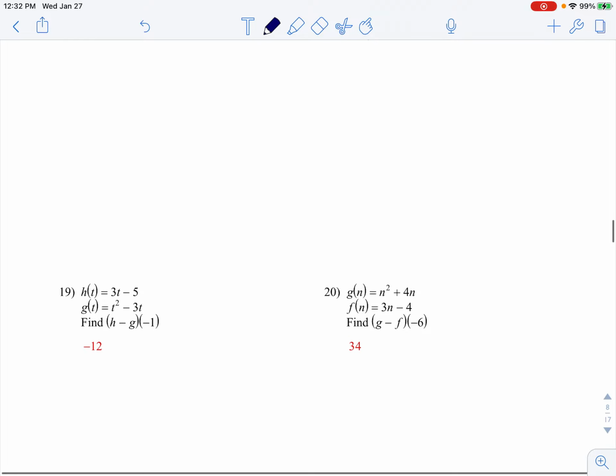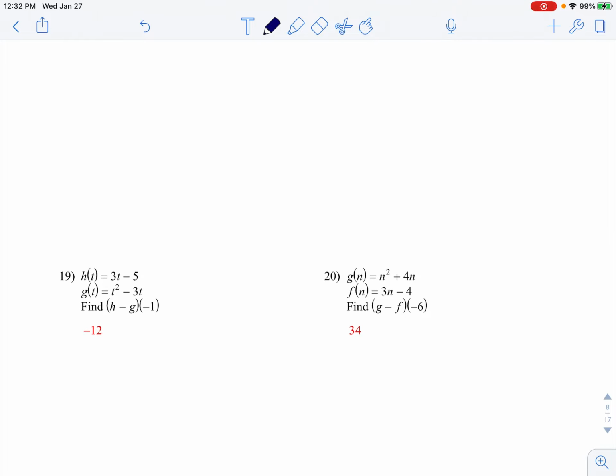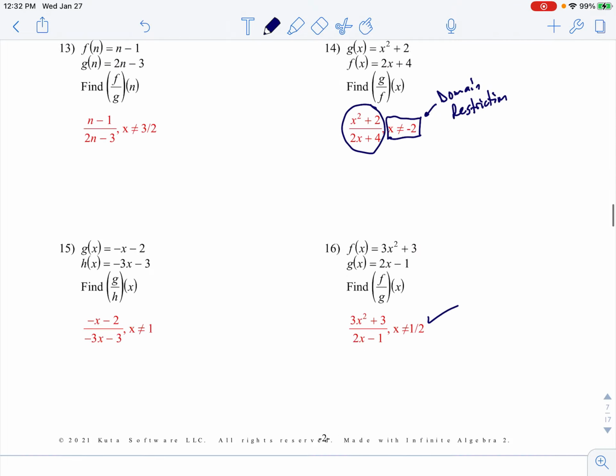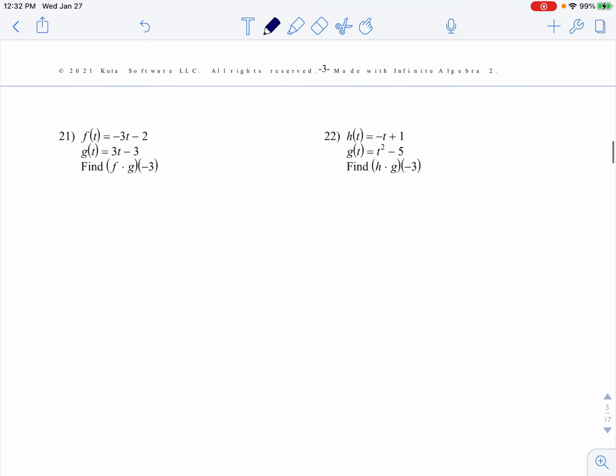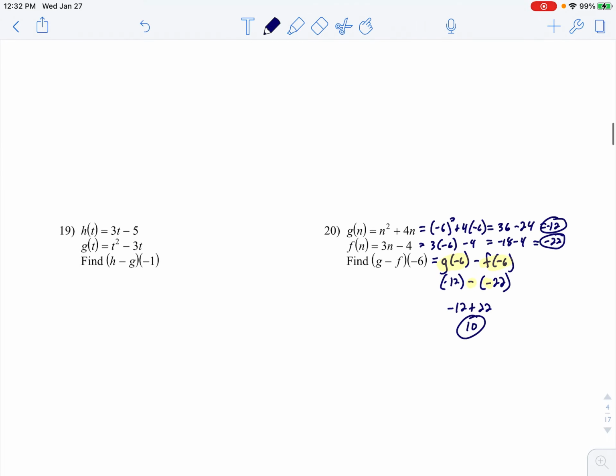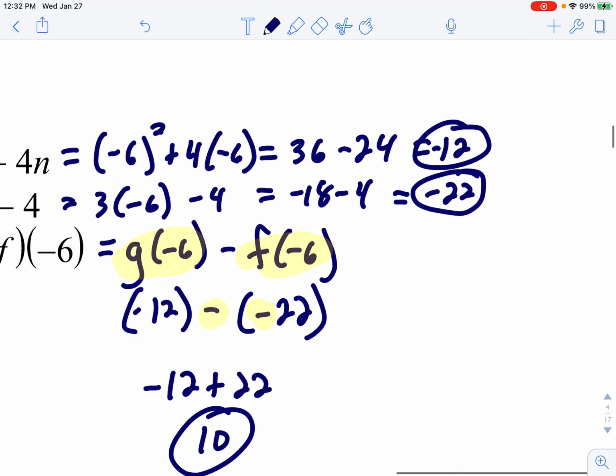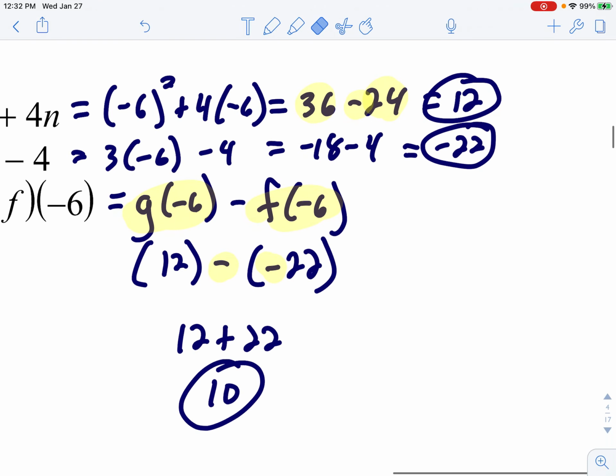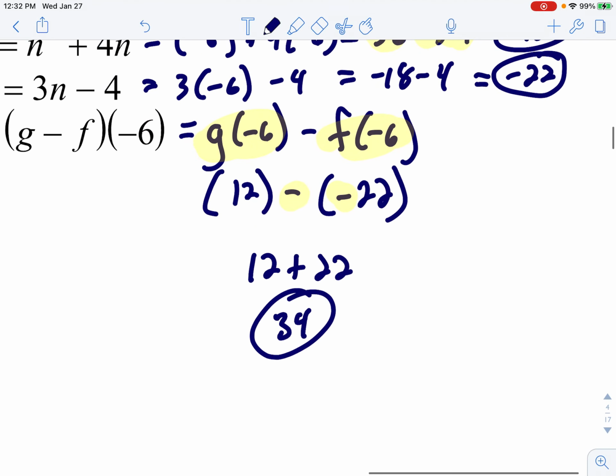Where am I? Uh-oh. 34. What did I do? I think I know what I did. Duh. 36 minus 24 is not negative 12. Duh. Positive 12. I'm a cotton-headed ninny-muggins. That's a positive 12. What's 12 plus 22? 34. That's where that answer comes from.